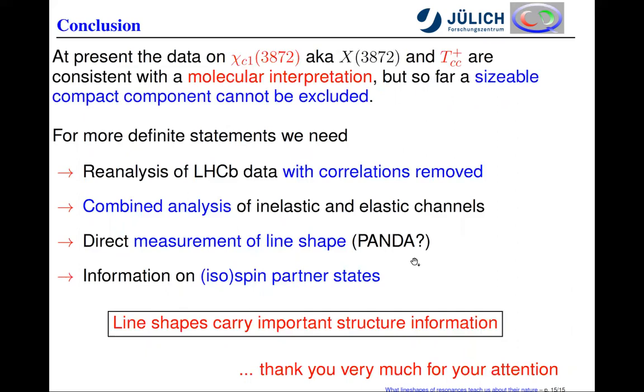From our point of view, and I think this will be further discussed in the discussion round, because there are people in the audience who do not agree to that, at present the data on the Chi_c1(3872), also known as X(3872), as well as the Tcc, are consistent with a pure molecular interpretation, but so far a sizable compact component cannot be excluded. To make more refined statements, we need a reanalysis of the X data with the mentioned correlations removed. I showed an expression that should be used for that.